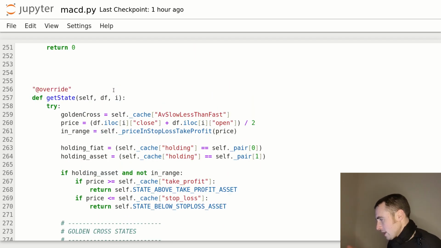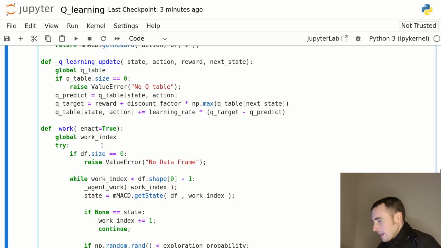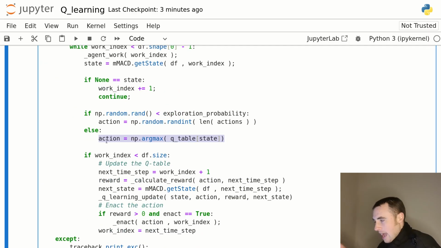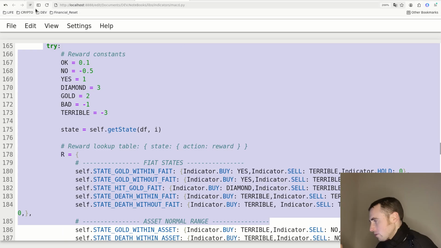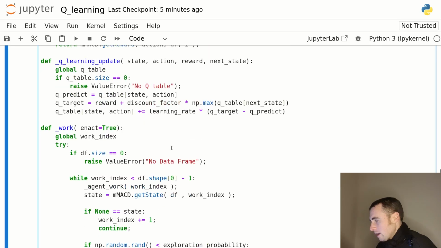The main business logic of the agent is to look at the price data and determine the state that it currently is in. If we go to the training code, first we prep the data and then our agent can start working. As per an exploration probability value, we either pick a random action or we take the action that has the highest value in our Q table. And then once we have our action to be taken, we can calculate the reward, which is the predefined rewards table, and then we can update the Q table as per the learning formula.